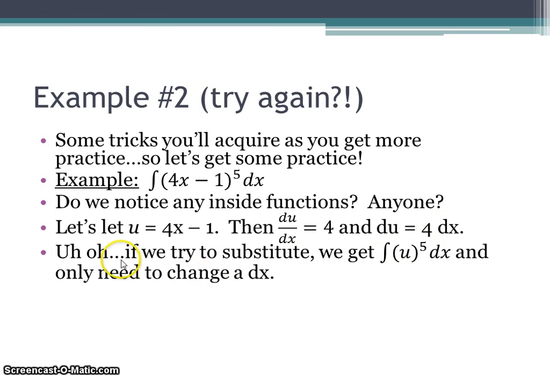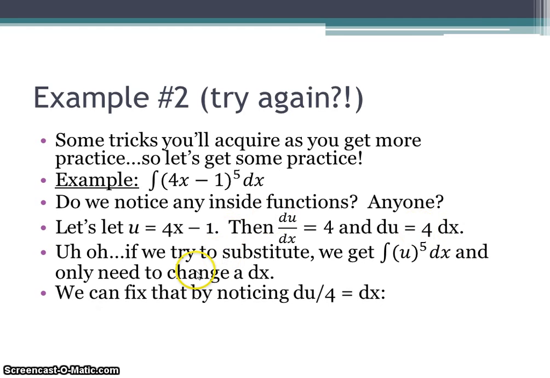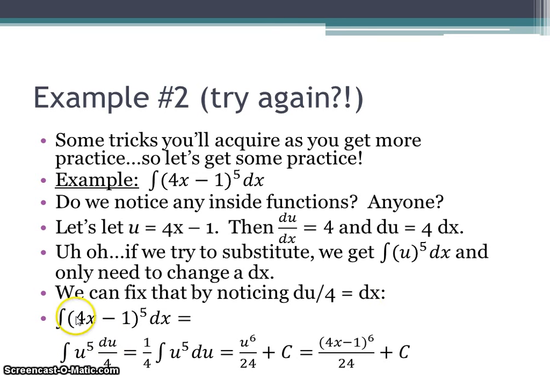So notice what happens when we try to substitute. We get u to the 5th dx. Now we only need to get rid of that dx part and make it into something involving a du. But the problem is when we took the derivative, we got du is equal to 4 dx. Well, what can we do? Divide by 4. We can fix that and write du over 4 is equal to dx. And when we put everything in, we get u to the 5th du over 4 as our integrand.